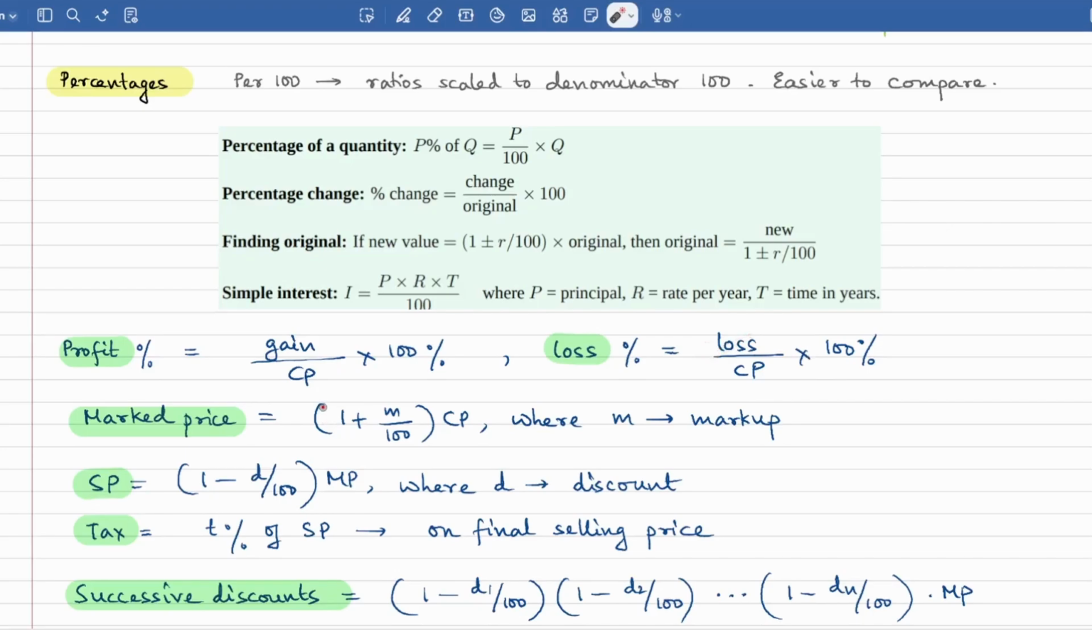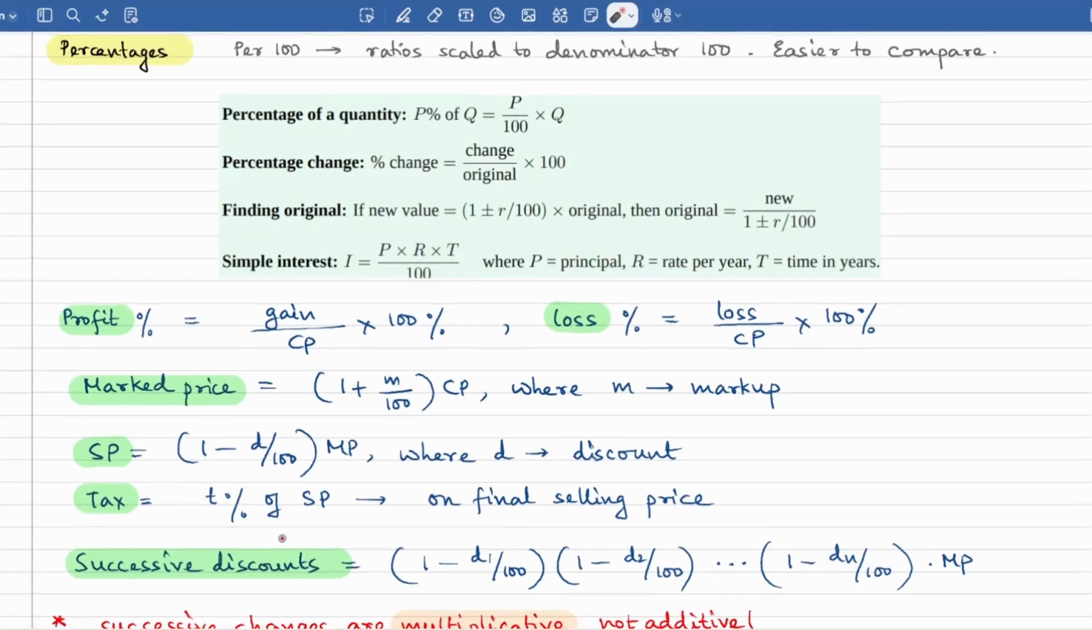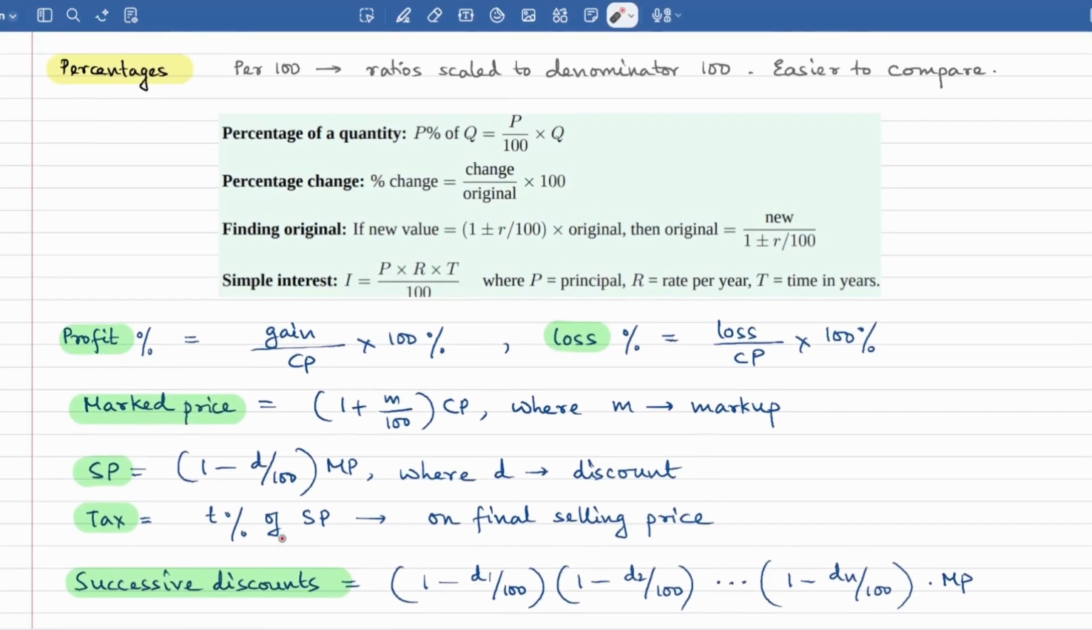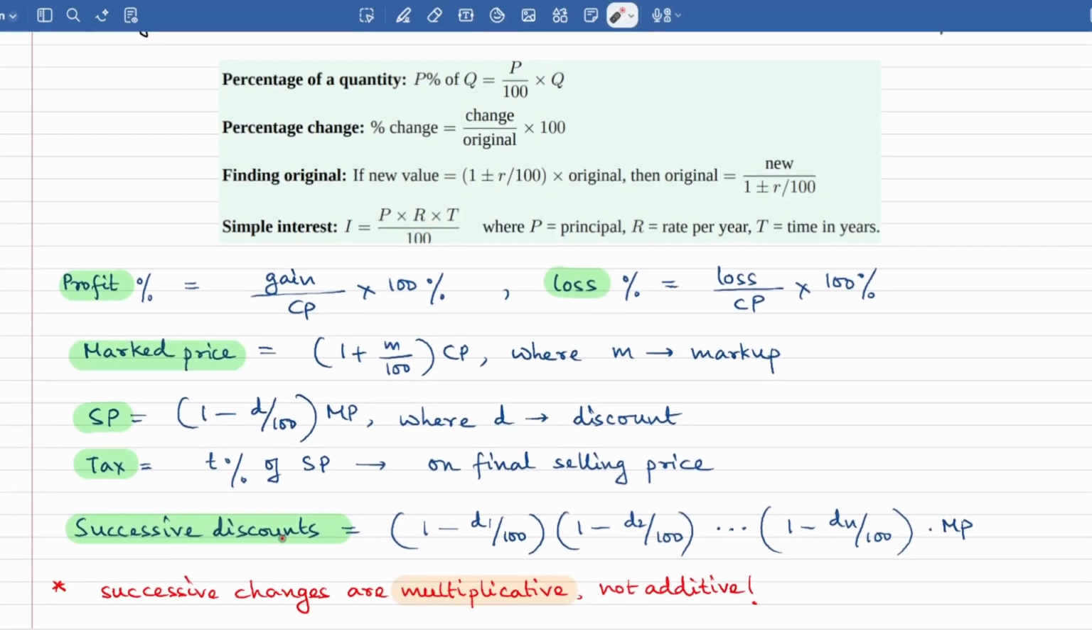Mark price is what you mark up before offering a discount. So that is 1 plus M by 100 into cost price, where M is the markup percentage. Sell price is given as 1 minus D by 100 into mark price, where D is the discount offered. Tax is calculated on the final sell price at T% into sell price. If there are successive discounts, then they are applied one after the other, multiplicatively, not additively. Be very aware of this, because you will find multiple misconceptions on this in many other fields as well.